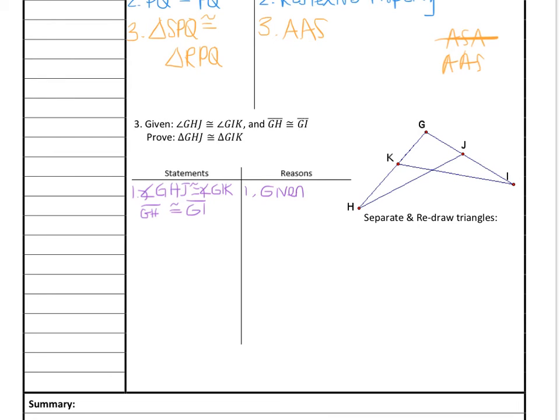Alright, so you paused the video, you wrote down your givens, and now we gotta mark them up on this crazy looking picture. It says angle GHJ, so find the angle G to H to J, so focusing on H, put an arc mark. And find the other angle, GIK, so it's over here, put an arc mark and check it off to show that you've already marked it on your picture.